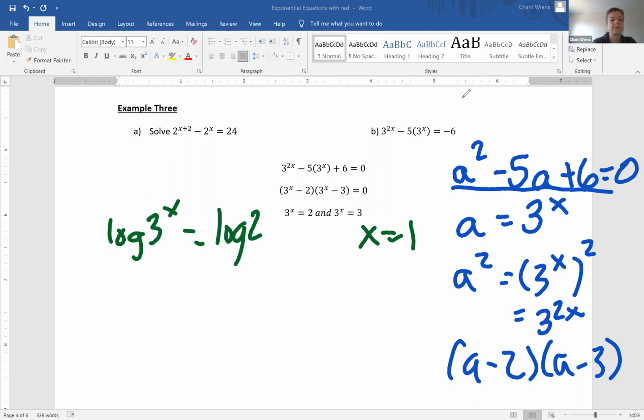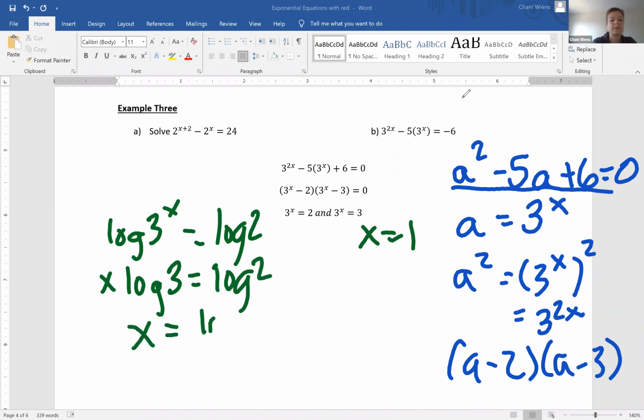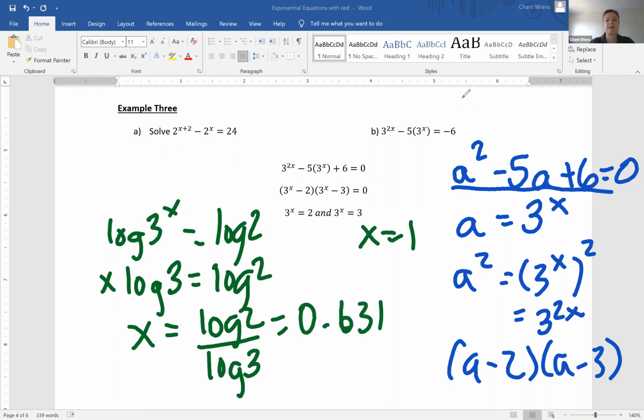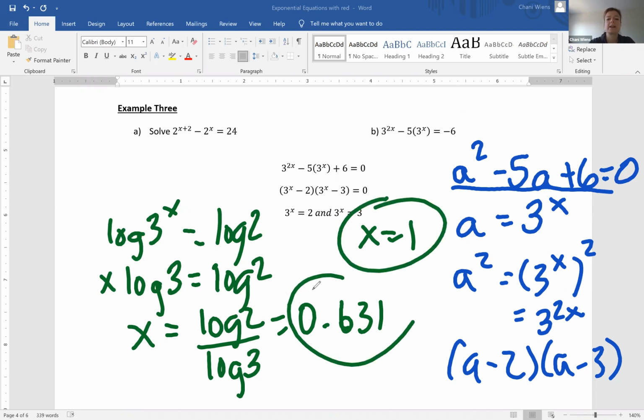Okay, bring down the exponent. Isolate the variable, so log 2 divided by log 3. And you get out your calculator, punch that in, and you get 0.631. So that means that 3 to the power 0.631 is equal to 2. So these are your 2 solutions. So this equation has 2 solutions, 1 and 0.631. All right.